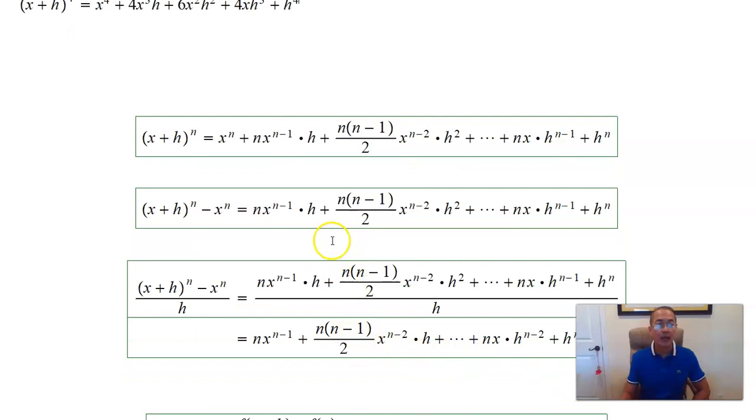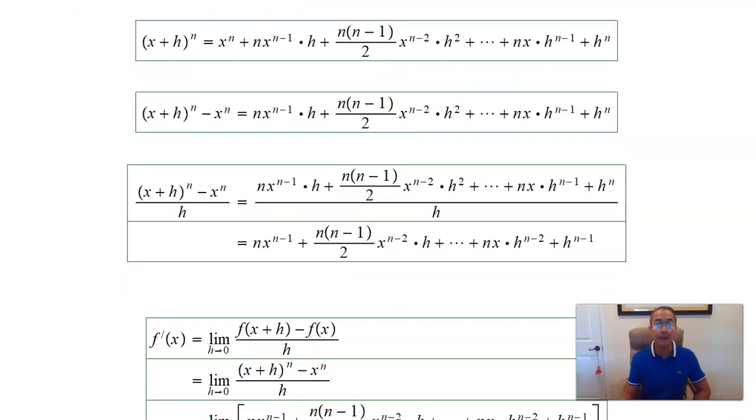So after x to the n times x to the n minus 1 times h, we will have something times x to the power n minus 2 times h squared, and so on. So it's the same pattern with the powers, okay? The power of x is going down as we move to the right, while the powers of h are going up, okay? So what do we do next?